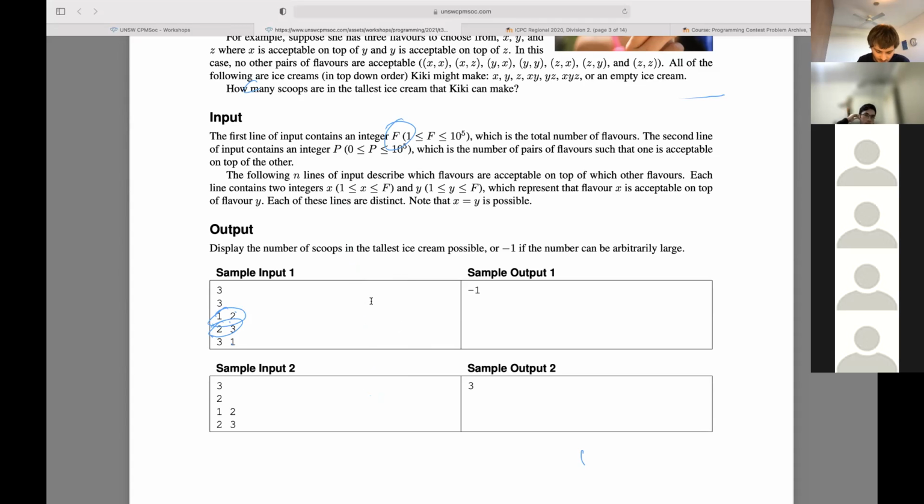In our second case here, we can have 1 on top of 2 and 2 on top of 3. So we're allowed to have 3, 2, 1, like this. But we can't have any more than that. We could obviously have just a 1 scoop ice cream or a 2 scoop ice cream, but the biggest ice cream we can have is a 3 scoop one with 3, 2, 1. We can't beat that.